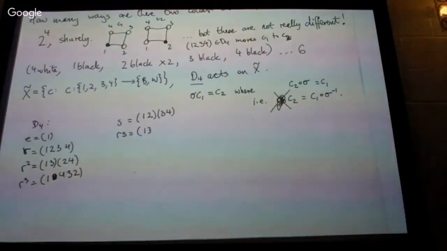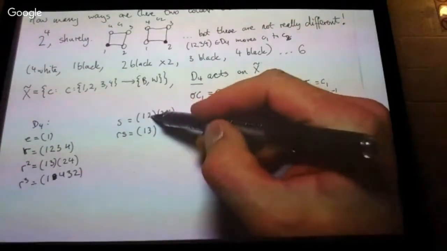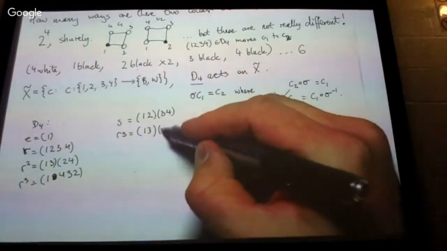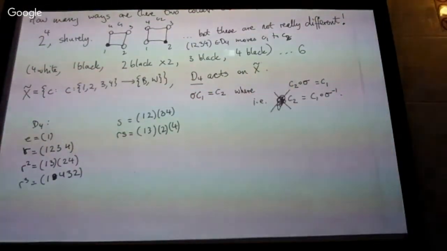Okay, you're not. They should be disjoint. 2 goes to 1, goes to 2. Rotation squared should be two disjoint cycles. 2 stays and 4 stays. It works.